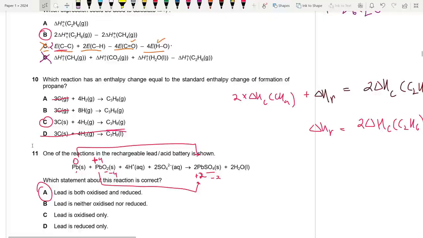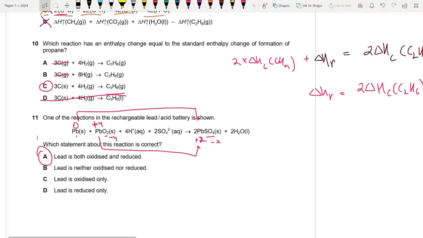which is why the answer is C. For 11, one of the reactions in the rechargeable lead acid battery is shown, as you can see. Which statement about this reaction is correct? Okay, so look at lead. On the left hand side, lead solid has an oxidation number of 0, and in PbO2, the oxidation number of lead is +4. On the right hand side, in PbSO4, sulfate has an oxidation number of -2, so lead should have an oxidation number of +2.